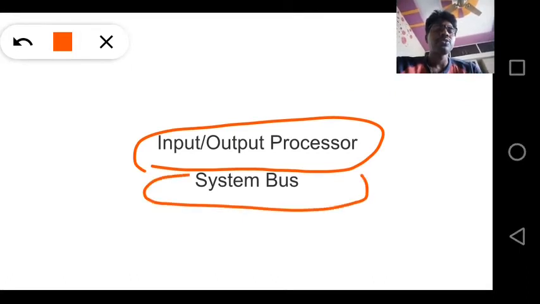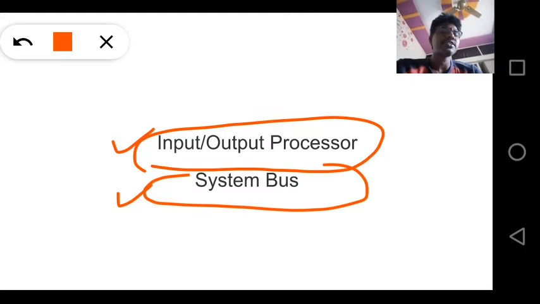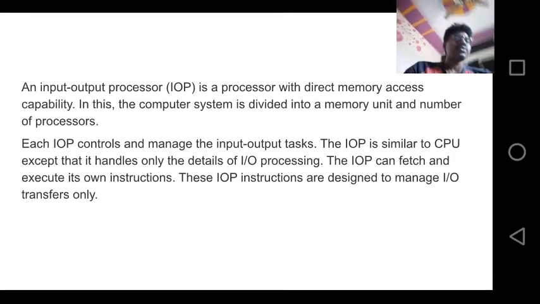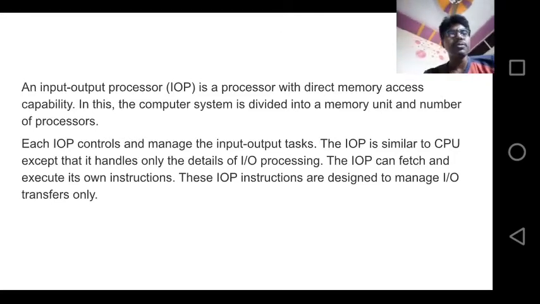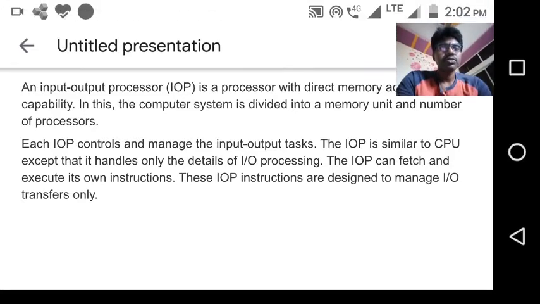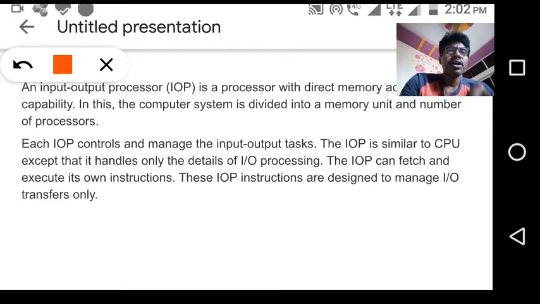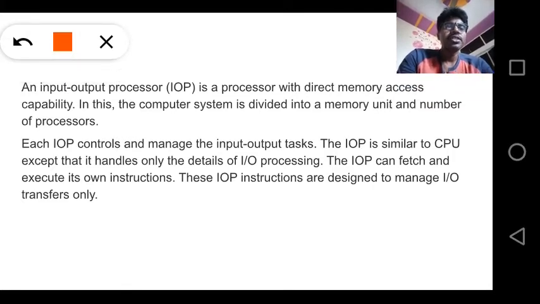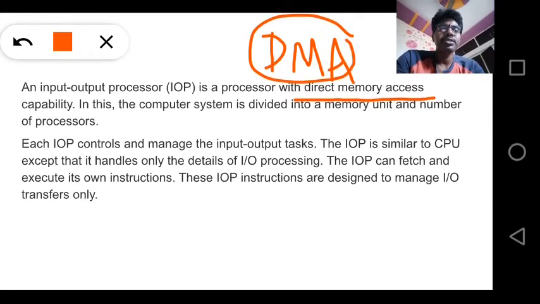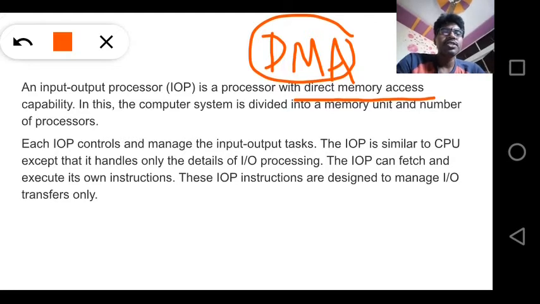Another important concept we will discuss here is the system bus. First, let us try to understand the input and output processor. The input and output processor is a processor with direct memory access capability. That is the most important thing. The first point about the IO processor is that it is a processor with DMA, or direct memory access capability. In this, the computer system is divided into a memory unit and a number of processors.